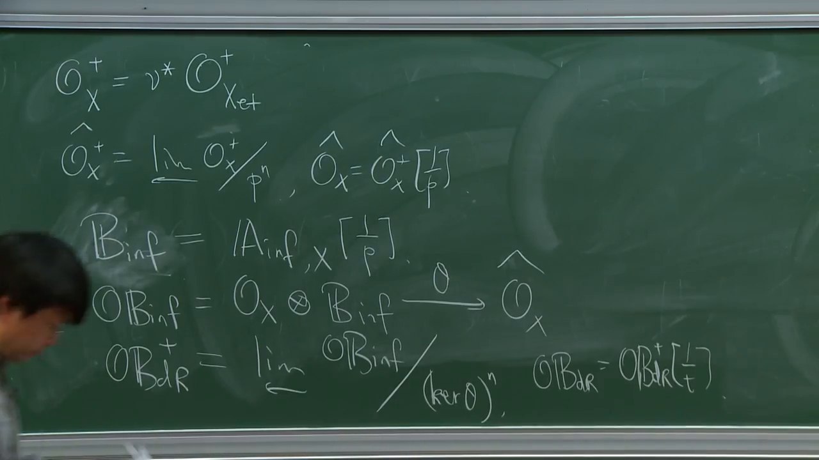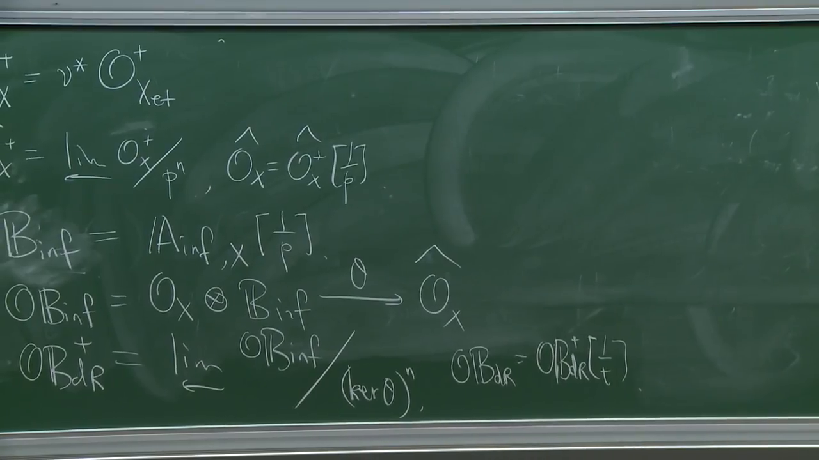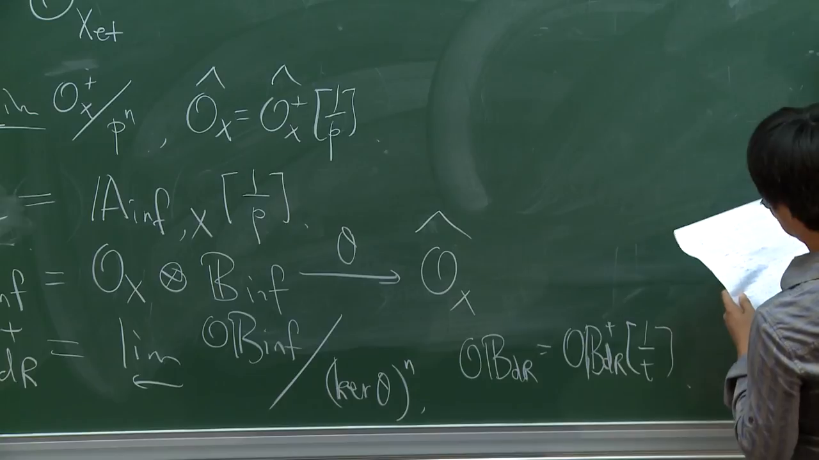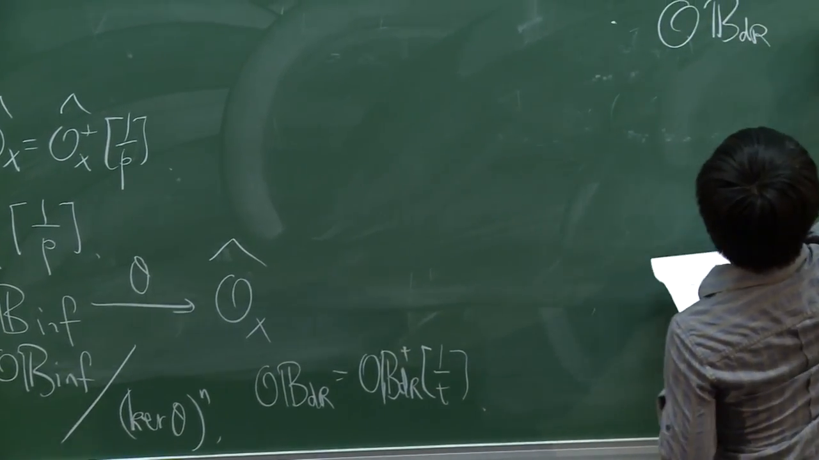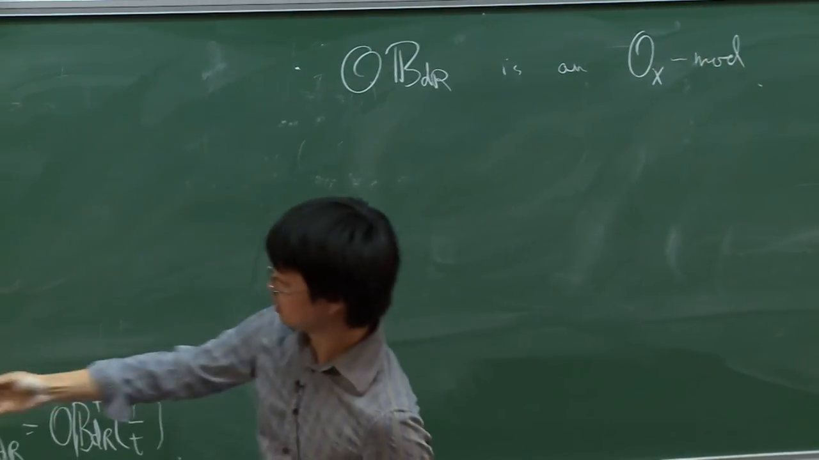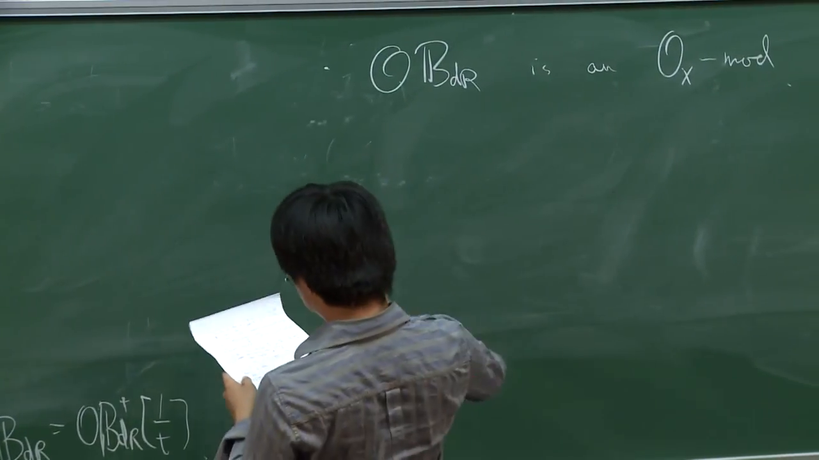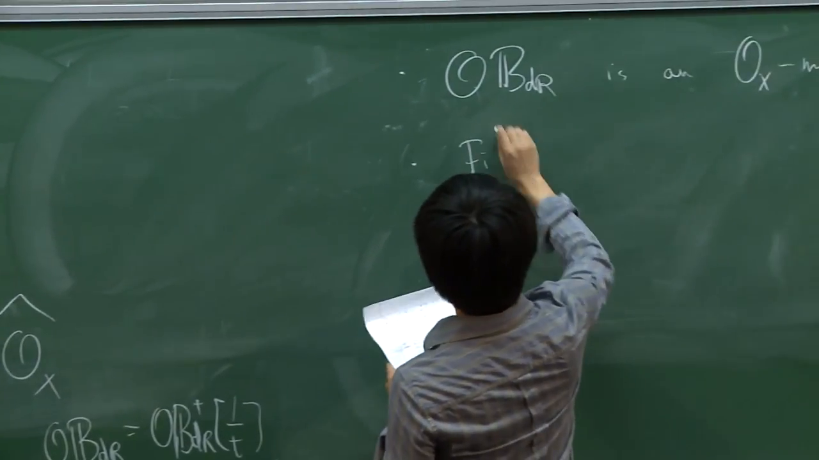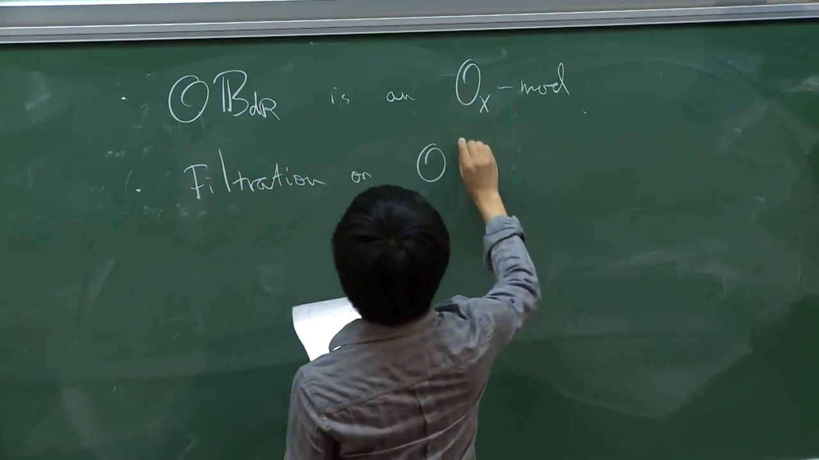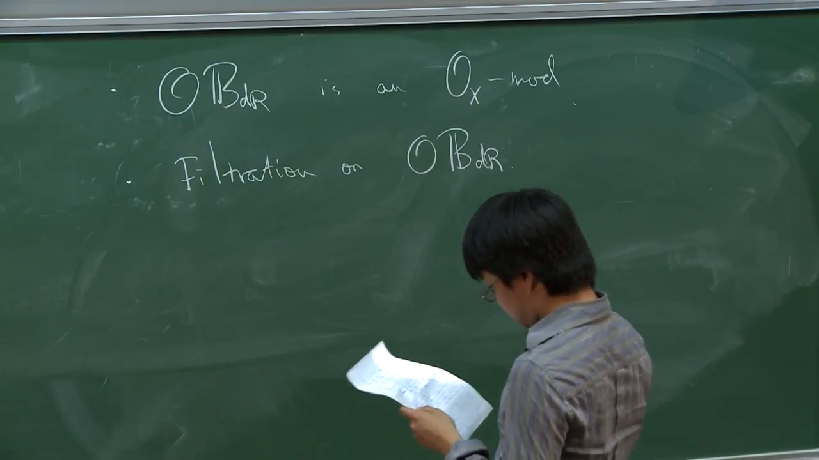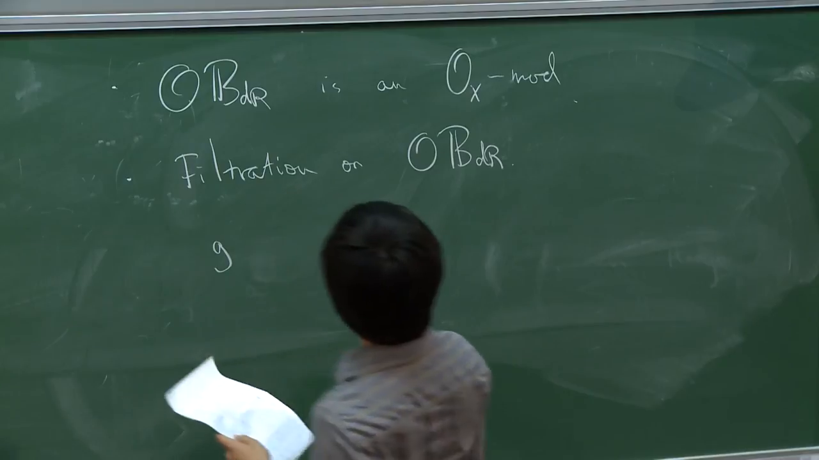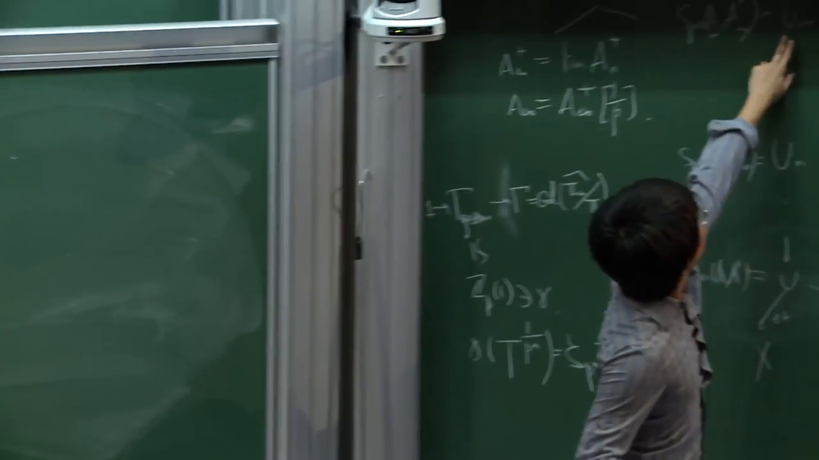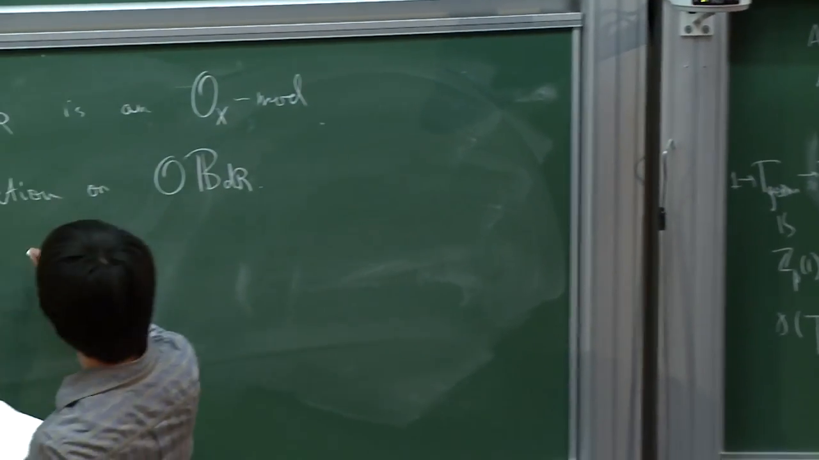This is quite complicated, but let me just tell you what I really need, some properties. First of all, by definition, OB_dR is an O_X-module, because OB_inf is an O_X-module. The second property is there exists a filtration given by the kernel of theta. In general, it's very hard to describe this sheaf, except if we pass to some object in the pro-étale site like U_infinity hat, where we do have some description.